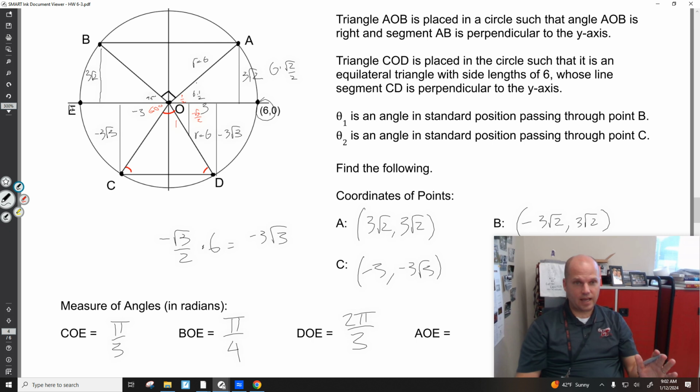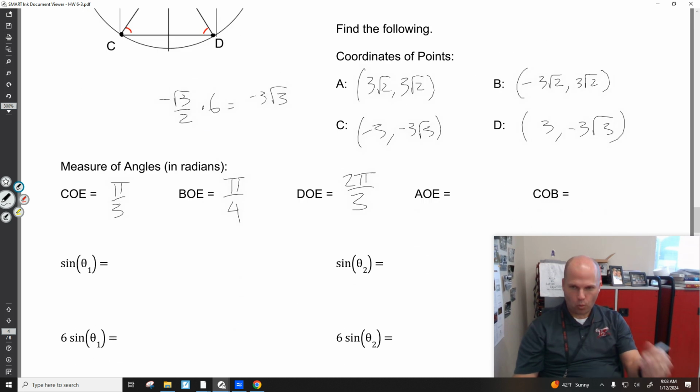AOE, same deal almost. This is a 45-degree reference angle. I have so much stuff going on here. This is a 45-degree reference angle. So this is going to be like 180 minus 45. That's 4 pi over 4 minus a pi over 4. This is 3 pi over 4.